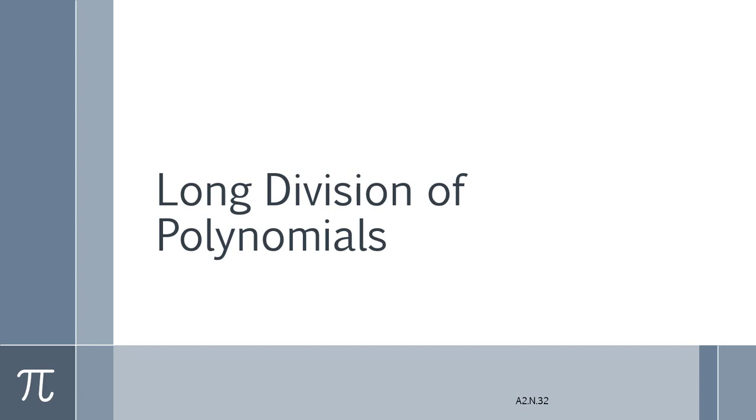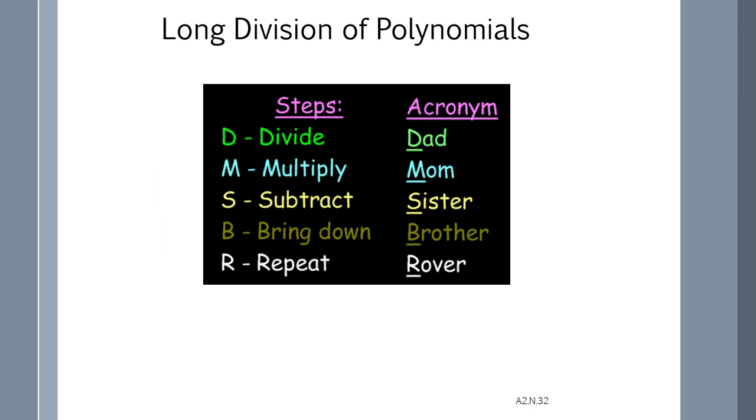So this time we're going to talk about long division of polynomials. Okay, so we're going to go through a few examples here. But first we're going to talk about the process we need to go over to do these. The steps we're going to follow are divide, multiply, subtract, bring down, and repeat.